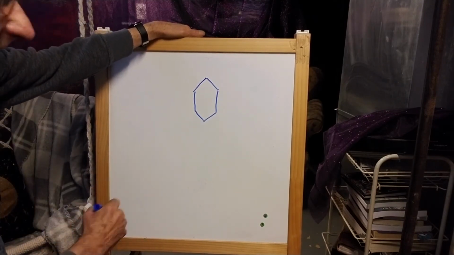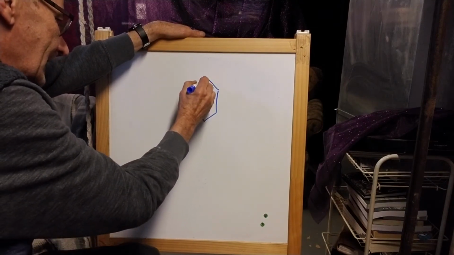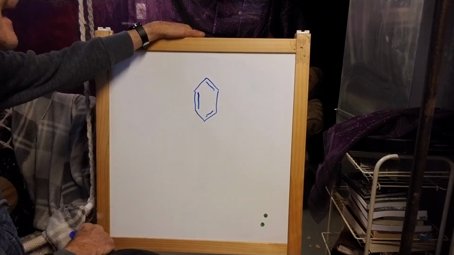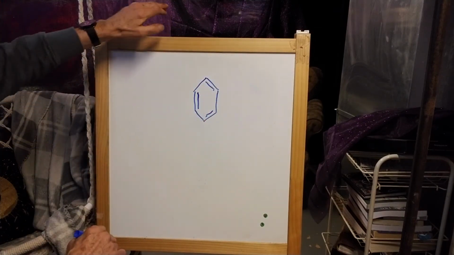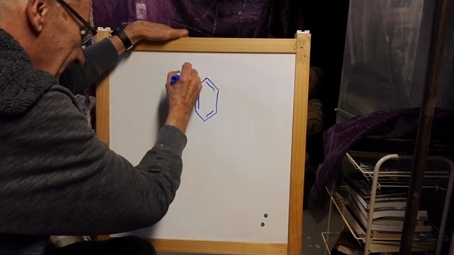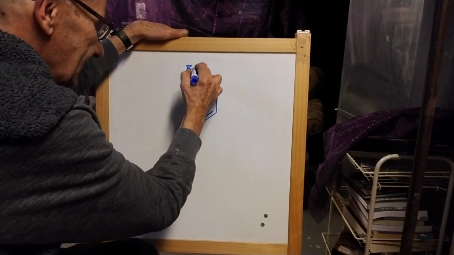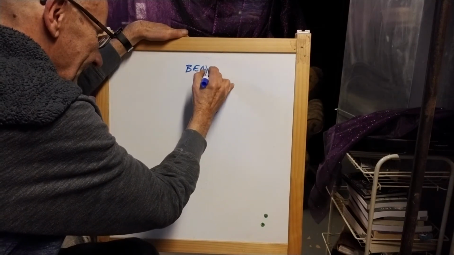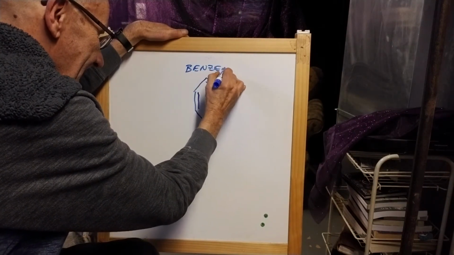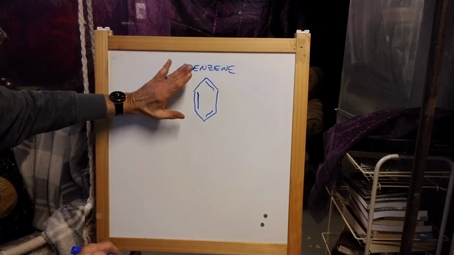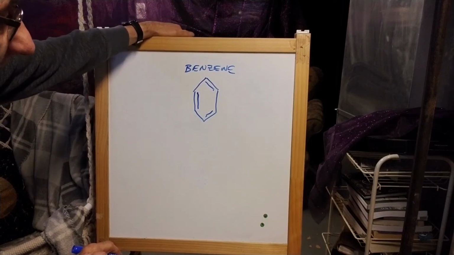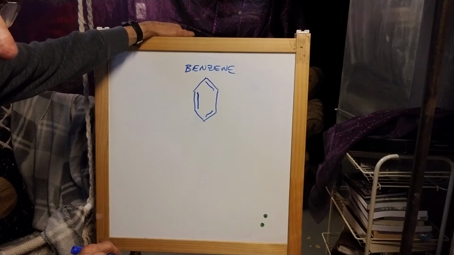A hexagon. That means a double bond. When this is drawn, this is actually by itself benzene, which to us is carcinogenic. It's actually poison if you were to drink it.